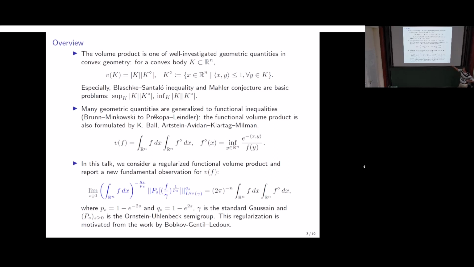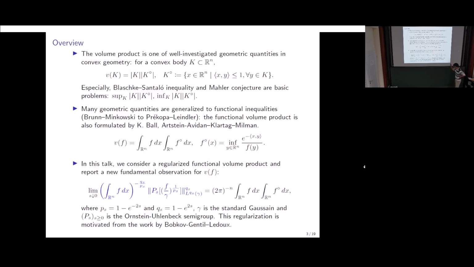To see the formalities, we should consider functional quantities of the volume product. This was already formulated by Ball and by Artstein, Klartag and Milman. They gave the functional volume product as the product of the integral of f and the integral of f circle. Here f circle is given by this expression, which is related to the Legendre transform, but I will mention it later.